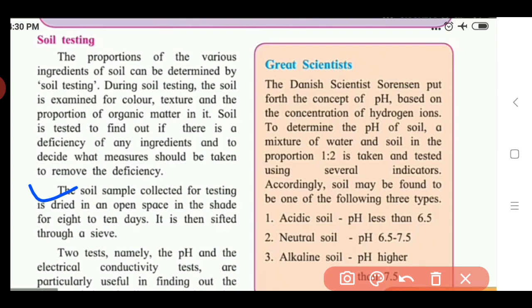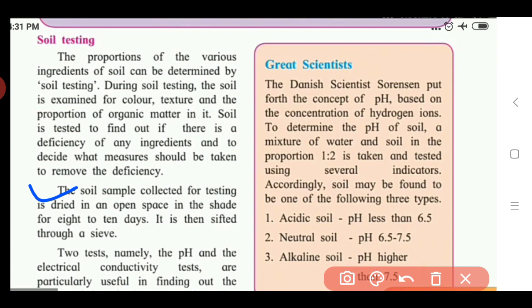These are particularly useful in finding out the characteristics of soil. You can determine the fertility of the soil in your fields with the help of different tests. So if you have to identify which type of soil you have, whether the soil in your farm is of good quality, or whether it contains all the ingredients in a sufficient amount, you have to do these tests to find out.